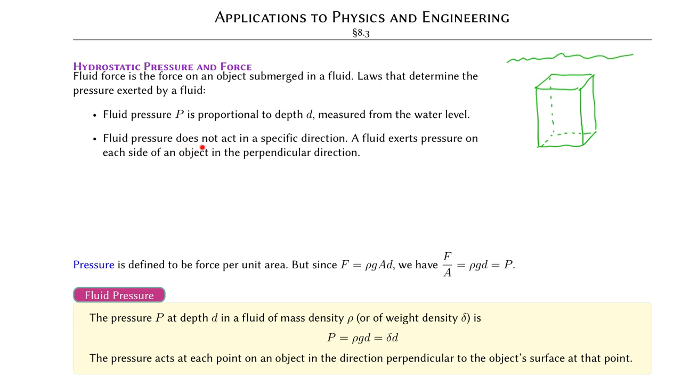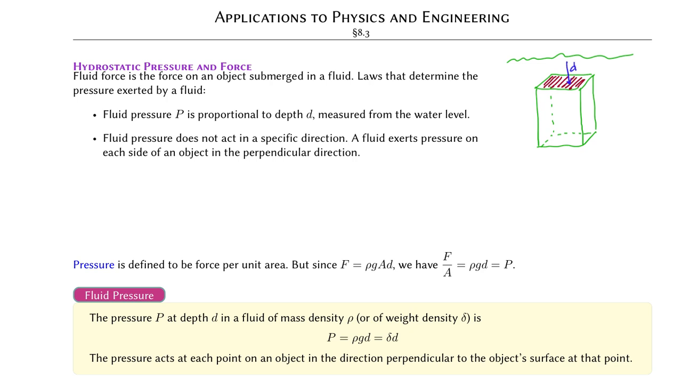Fluid pressure does not act in any specific direction. A fluid exerts pressure on each side of an object in the perpendicular direction. For example, take the top surface of an object whose distance from the water level is d. This is the depth of the object.